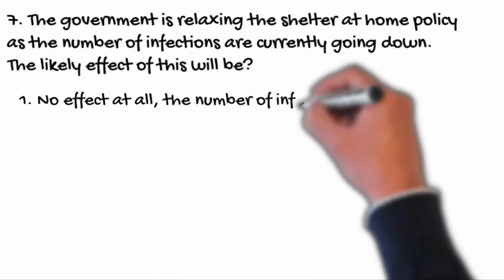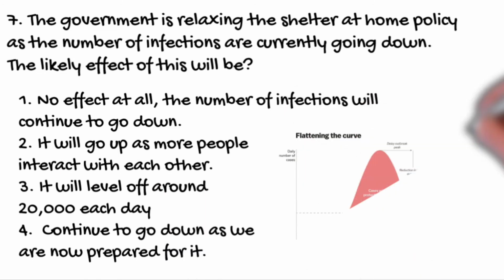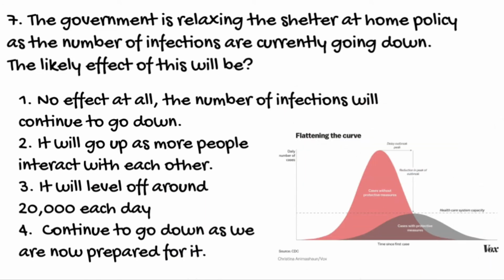Cheers. The government is relaxing the shelter-at-home policy as the number of infections are currently going down. The likely effect of this will be 1. No effect at all. The number of infections will continue to go down. 2. It will go up as more people interact with each other. 3. It will level off at around 20,000 each day. 4. It will continue to go down as we now are prepared for it.